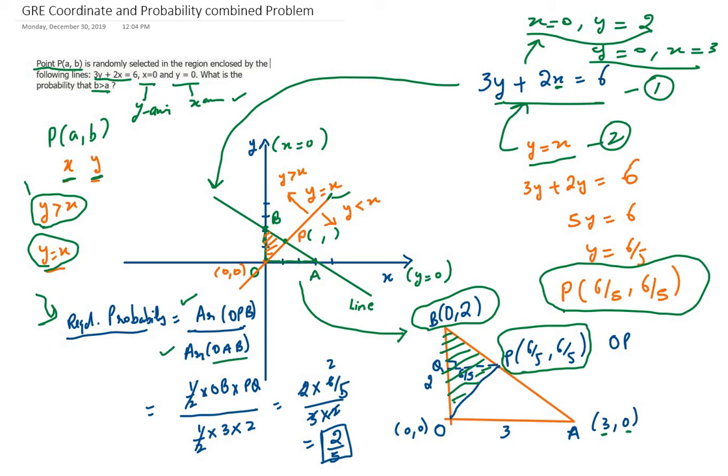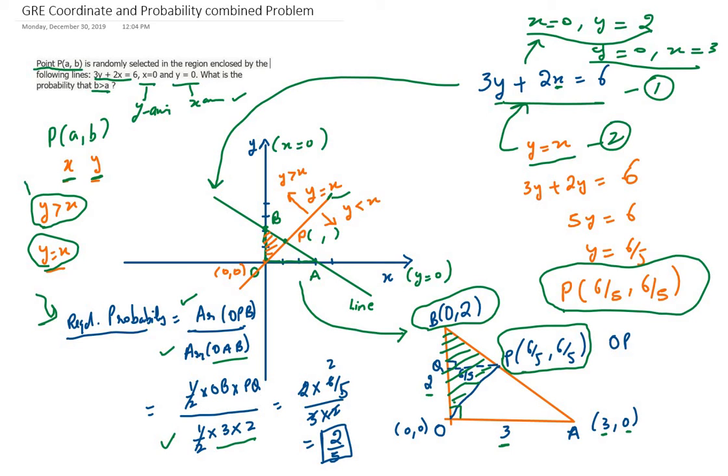What is the total area of OAB? Because this is a 90 degree angle, we use half into base into height. It will be half into 3, which is OA, into the height, which is 2. Half into 3 into 2, so we got the area of OAB.